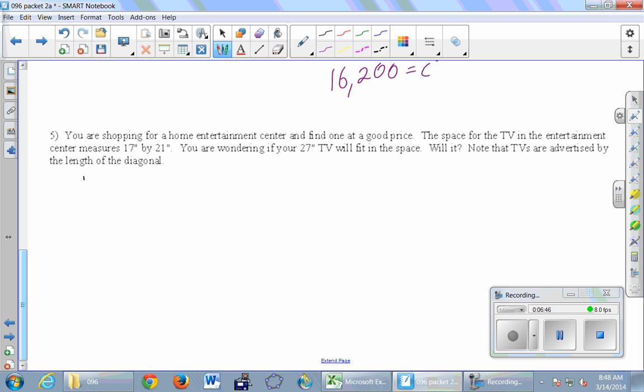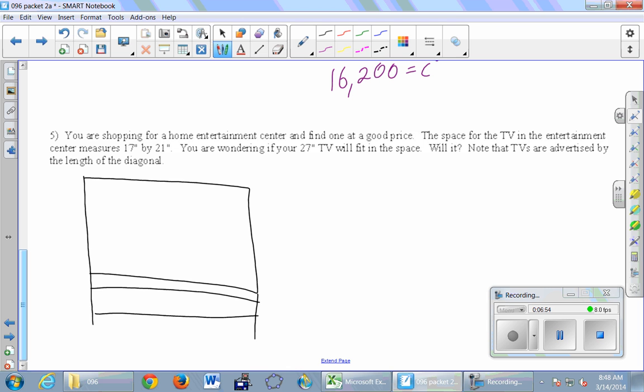Okay, so we've got this home entertainment unit and the space for the TV. So we'll just say that the home entertainment unit has these shelves down here, and we're trying to see if the TV will fit in the big space. And it says that this space is 17 inches by 21 inches. And we've got a 27-inch TV, and we want to know if it'll fit. Okay, so first, what does it mean to say that the TV is 27 inches? 27 inches on the diagonal.